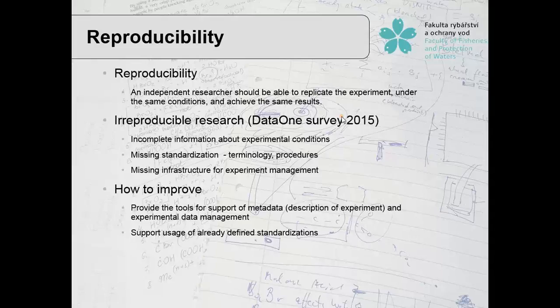In 2015, a study was published where they tried to identify the issues in reproducibility, and one of them was the missing infrastructure for experiment management. And this is exactly the point where we try to help, because the system is focused on the management of experiments.